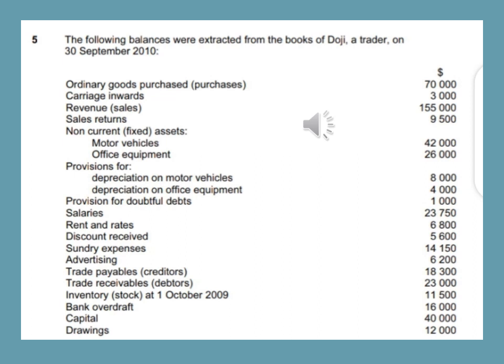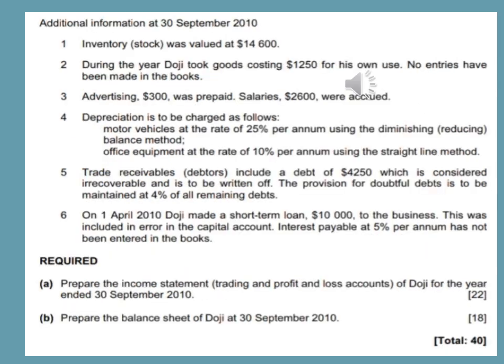Let's move on to the next slide and understand the few adjustments that are given in the question. Yes, so now this is the question in front of us. On the second slide, the question continues and it says additional information at 30th September 2010. I will read out and explain each and every single piece of additional information to you all. Remember, I told you all that every adjustment falls at two places, it comes twice in your income statement and balance sheet.